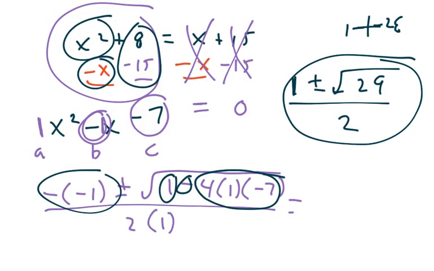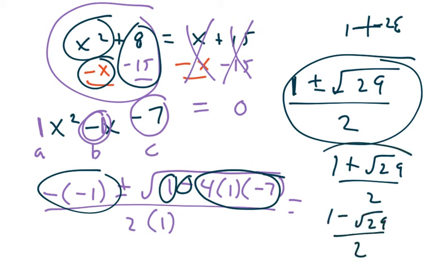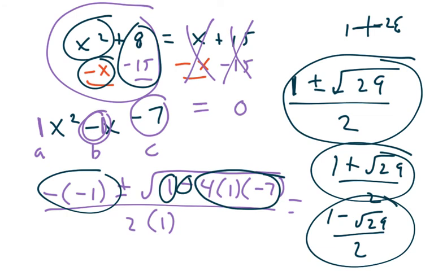But it's important that you verify with your work. Again, what are the two answers? 1 plus the square root of 29, over 2, and 1 minus the square root of 29, over 2. These are actually the two answers given here.